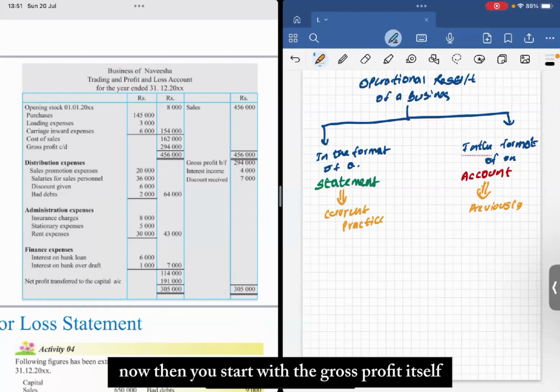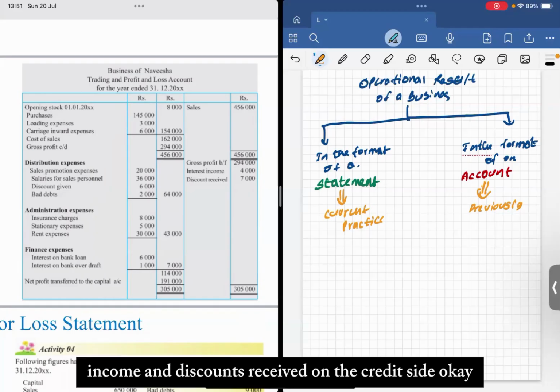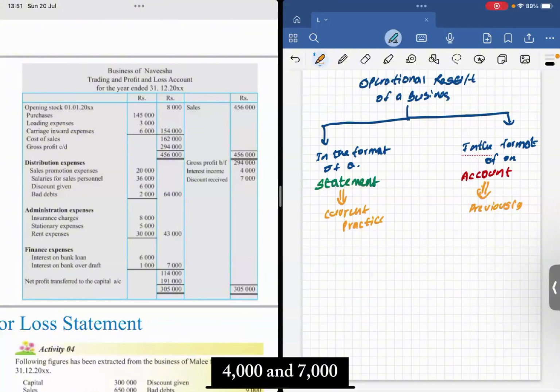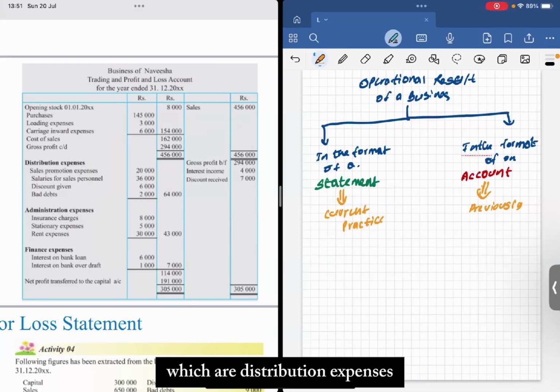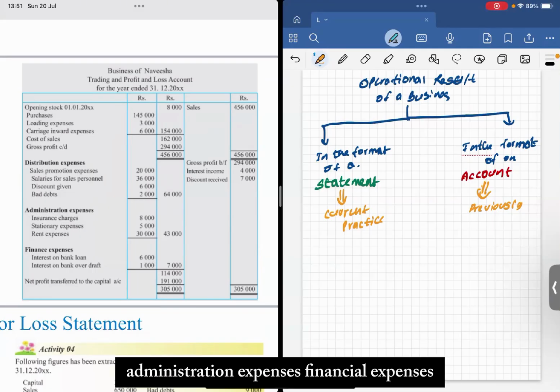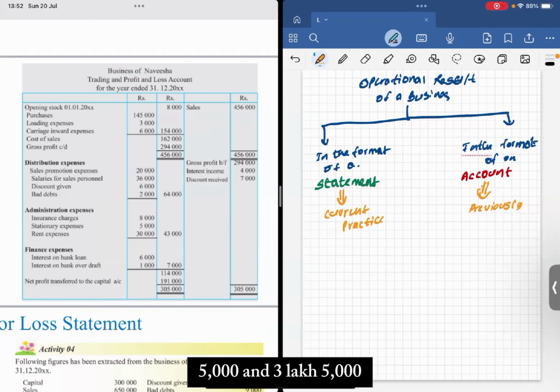Then you start with the gross profit itself, which is 2,94,000, and to that you add interest income and discounts received on the credit side, 4,000 and 7,000. On the other side, you include the expenses, which are distribution expenses, administration expenses, financial expenses, similar to the previous one. And then finally, you arrive at the net profit. There also you balance it as 3,05,000 and 3,05,000. So this is for your extra reference.